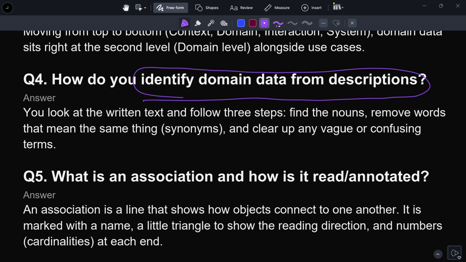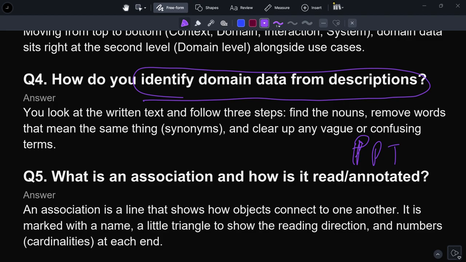Step one, find the nouns, okay? Highlight every single noun, person, place, or thing in the text. After that, you extract user, debit card, customer, code, account balance. These are nouns. Then step two, you remove synonyms: delete duplicate words that mean the exact same thing in the business. You realize users and customers are the same person. You keep customer and delete user to avoid developer confusion.